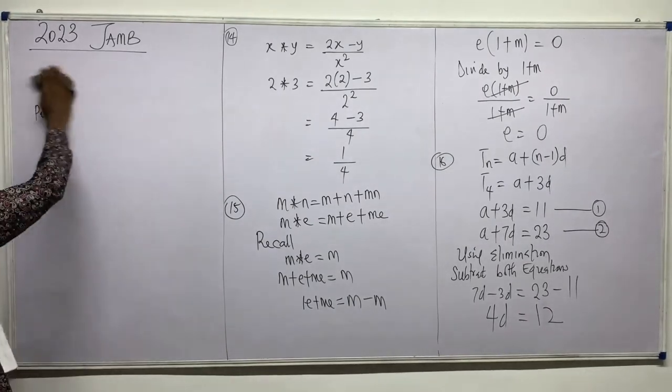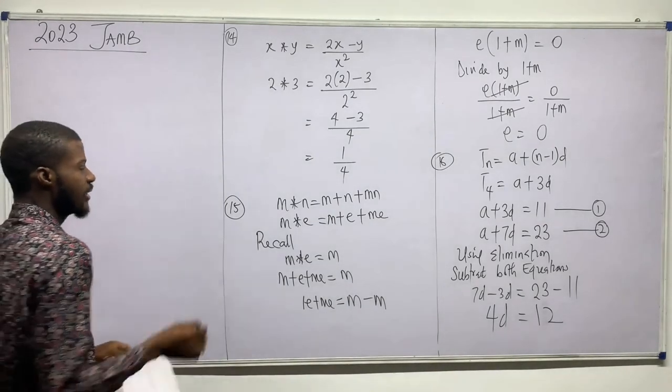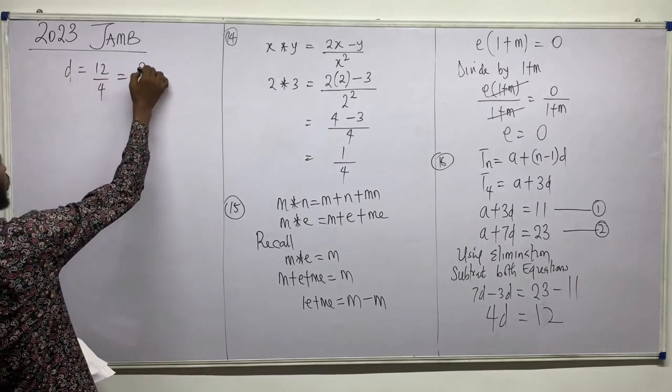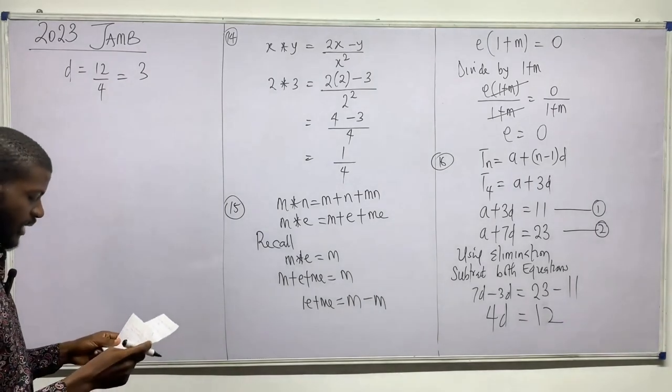Okay, now what do we do next? Divide both sides by 4, right? So what's your d? d is going to become 12 over 4, which will become 3. So it means your common difference is what? 3. That's the common difference.